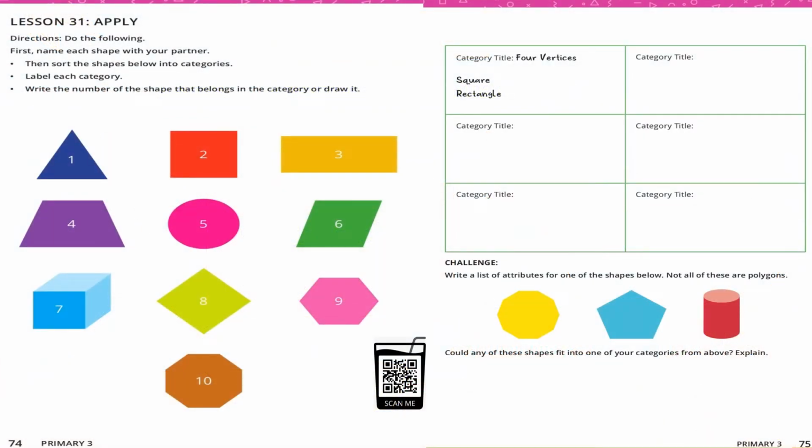Now let's apply to our shapes. Here we have some shapes and we want to name them. The first shape is triangle. Second one, square. The third one, rectangle. The fourth one, trapezium.